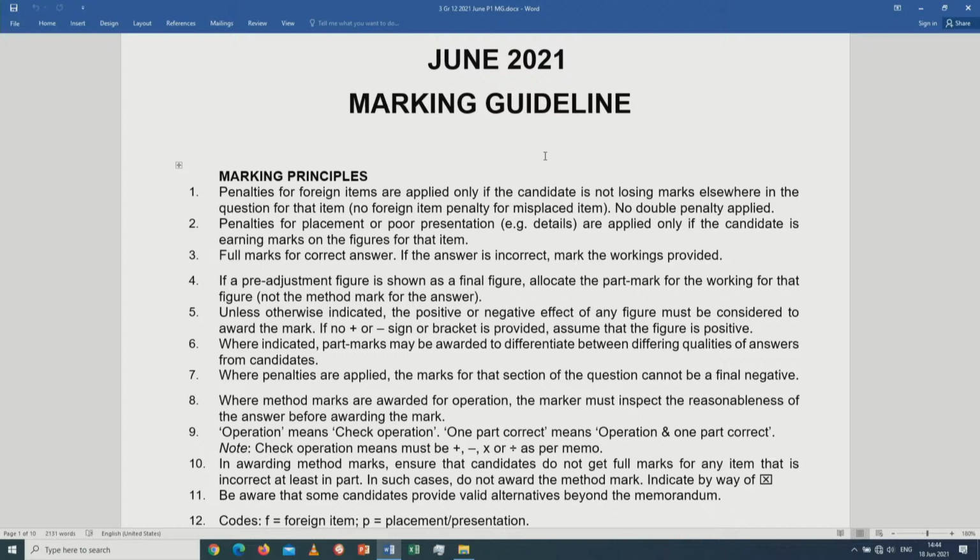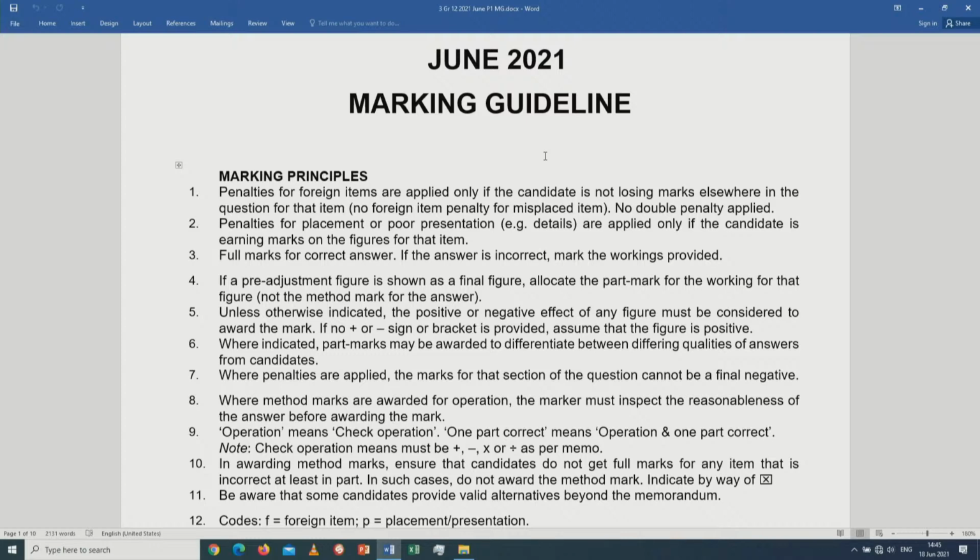If a pre-adjustment figure is shown as a final figure, allocate a part mark for the working for that figure, not the method mark for the answer. So we'll also check, especially in the income statement, if the amount of rent is allocated a mark, but the learner did not calculate the adjustment and decided to write the amount from the trial balance as a final figure, we need also to mark it from there.